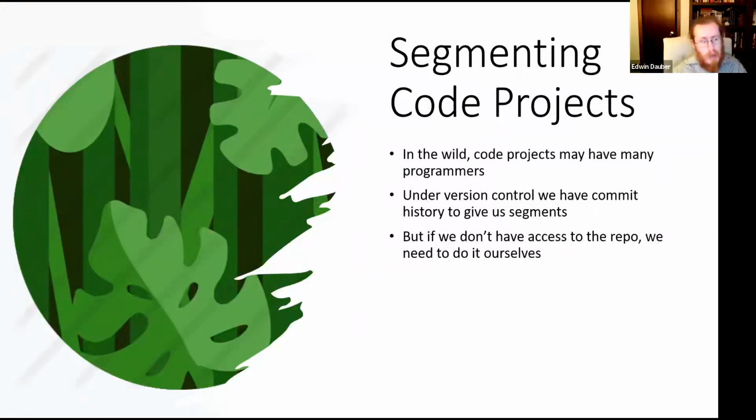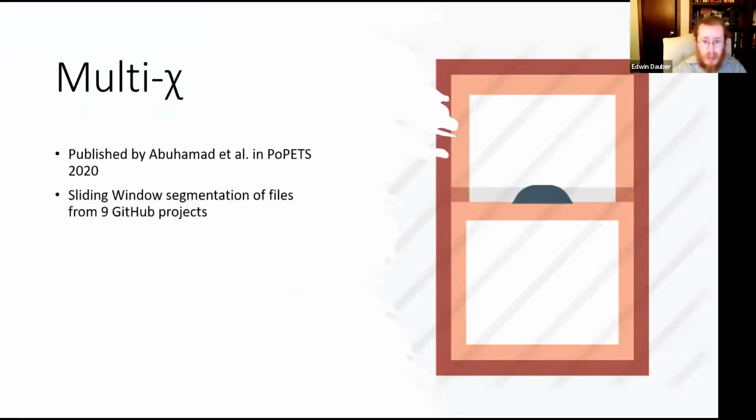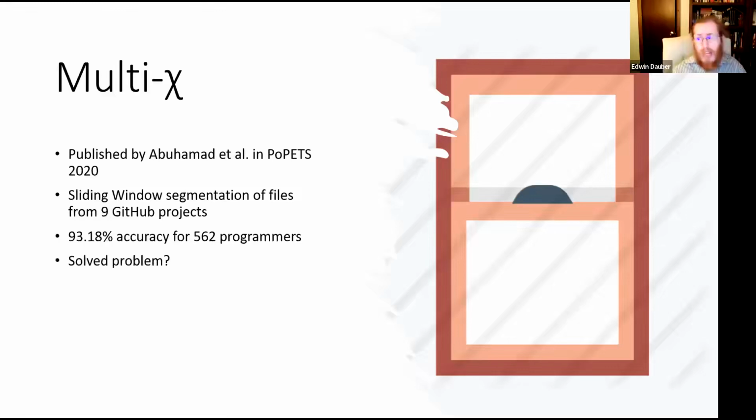Now, at this point, some of you may be thinking back to a paper called Multi-Chi that was published last year and did sliding window segmentation of files from 9 major GitHub projects and achieved high accuracy on a fairly large suspect set, which might lead you to think this is already a solved problem.